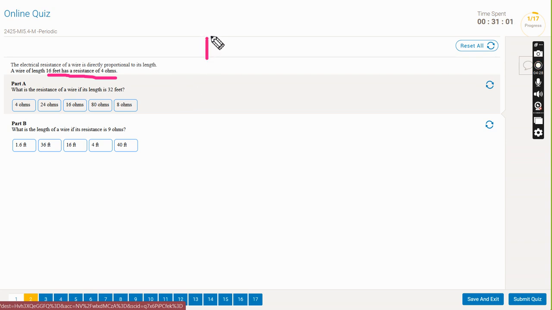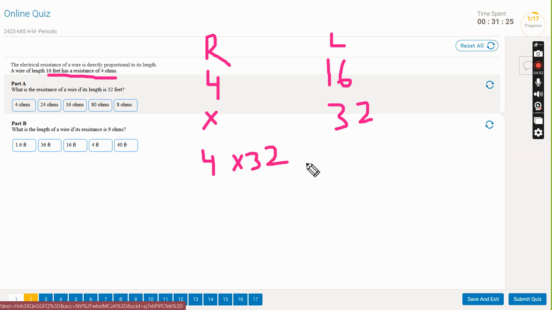So here we have resistance, which is 4. It's already given to me. For this resistance, the length is 16. Then again, you have the bottom one. The length is 32, and the resistance is unknown. You put x. So for this, the length is 32 and the resistance is x. For the other, the resistance is 4 and the length is 16. You'll cross multiply. So 4 times 32 equals 16x. Now you can simplify this, or you can just directly divide by 16.